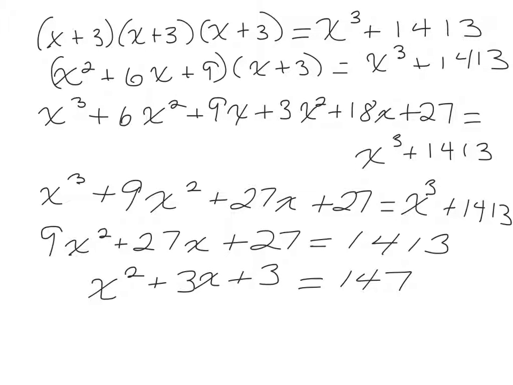Now, like every other polynomial equation, we must have the equation equal to 0. So we will subtract 147 from both sides. That allows us to have x squared plus 3x minus 144 equal to 0. Okay, again, that's x squared plus 3x minus 144 equals 0.